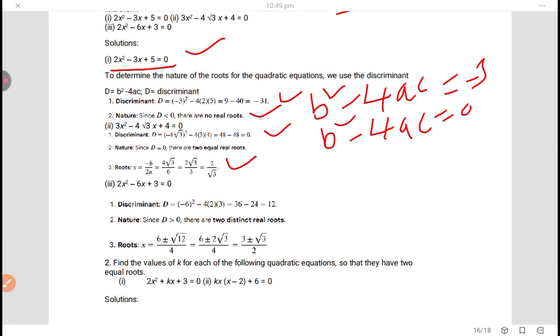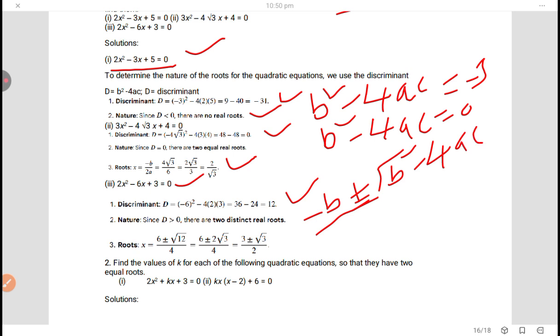So here, this third question. Discriminant is 12. Then the roots formula is minus b plus or minus root of b square minus 4ac, by 2a. Substitute the values of b, a and c in the equation, you'll get the roots. So, these are the roots.